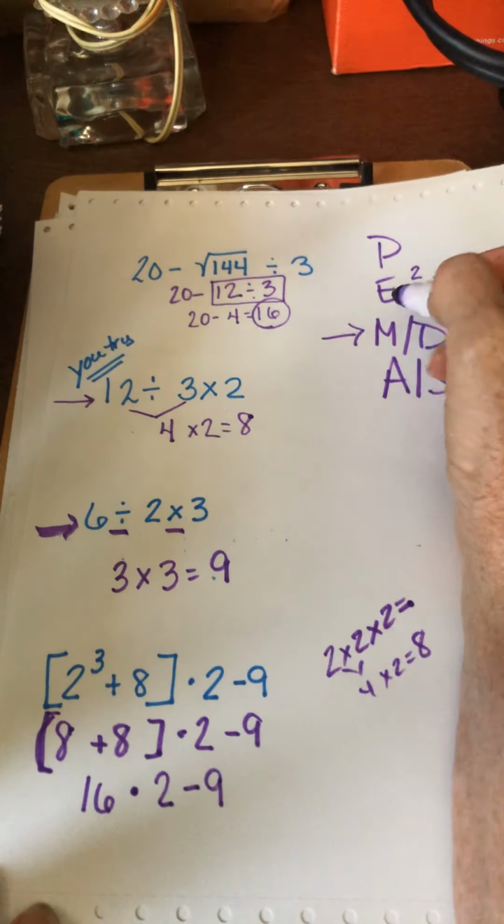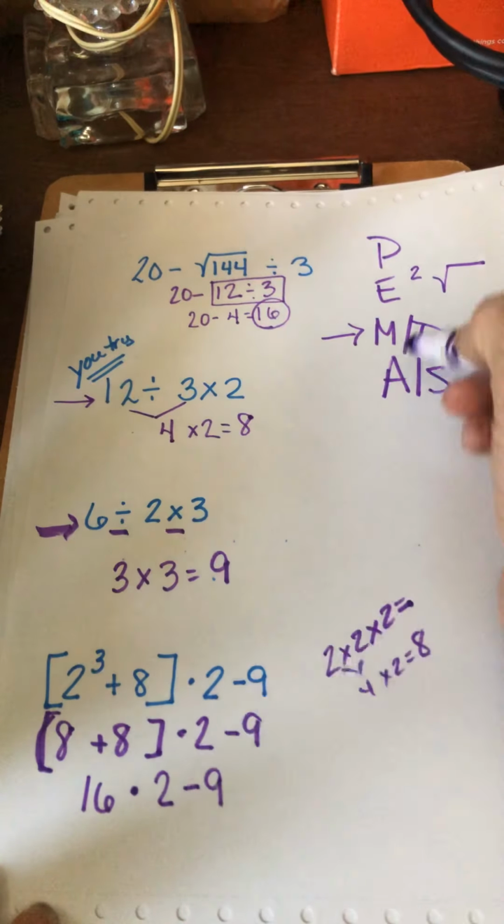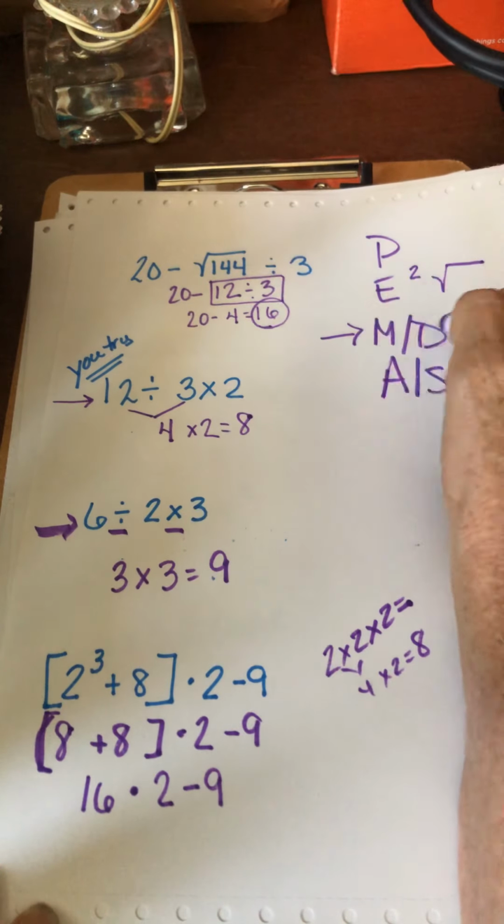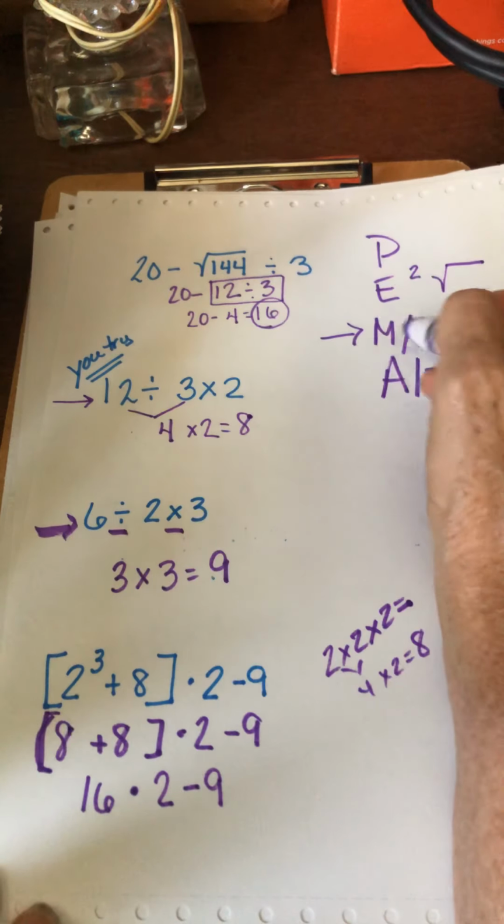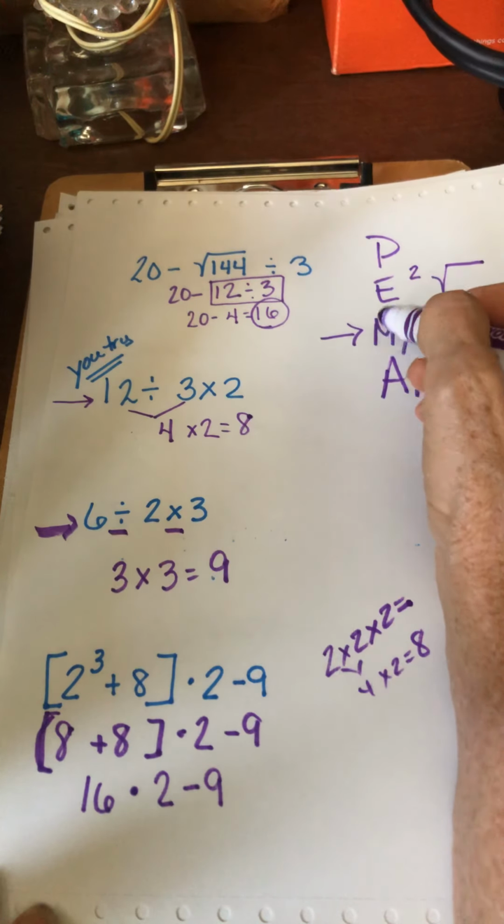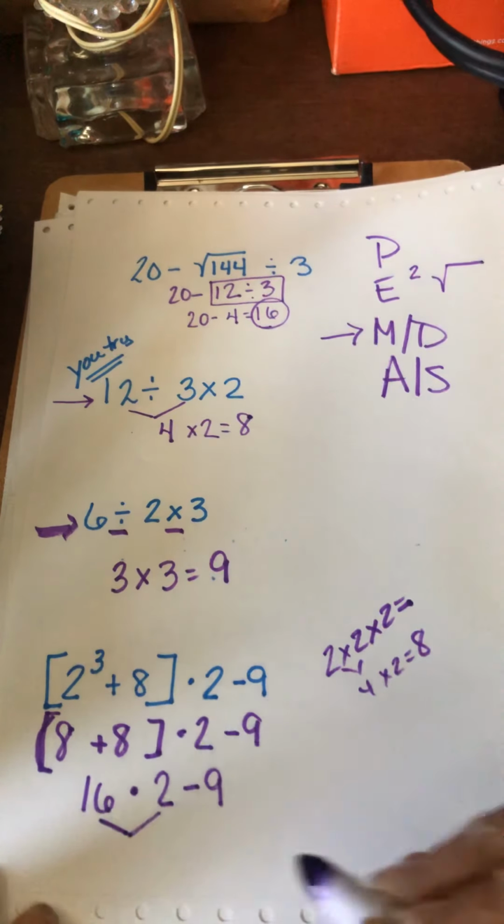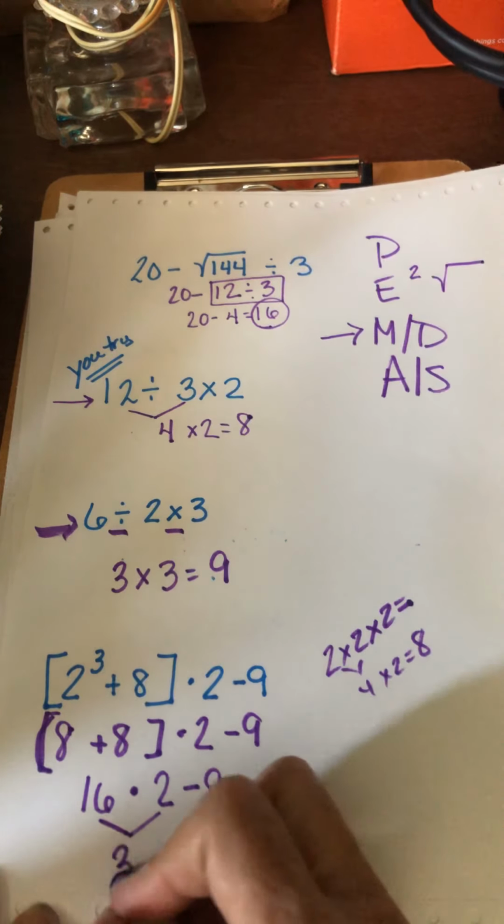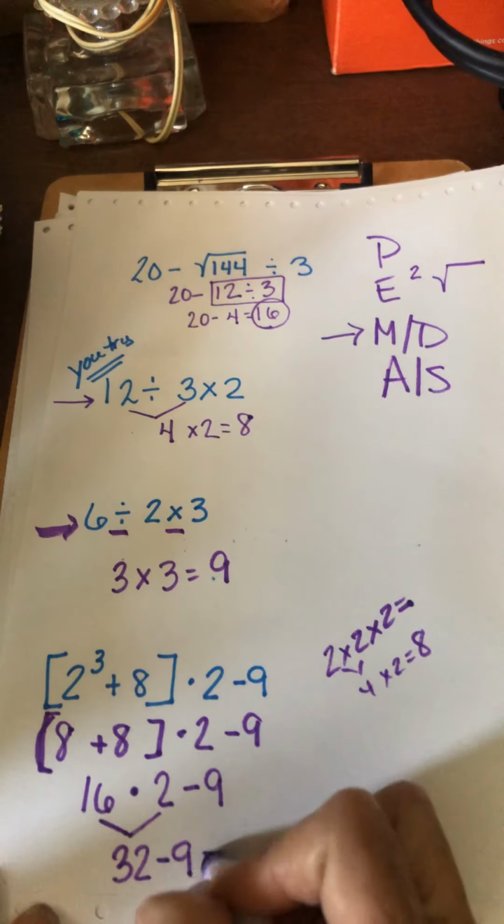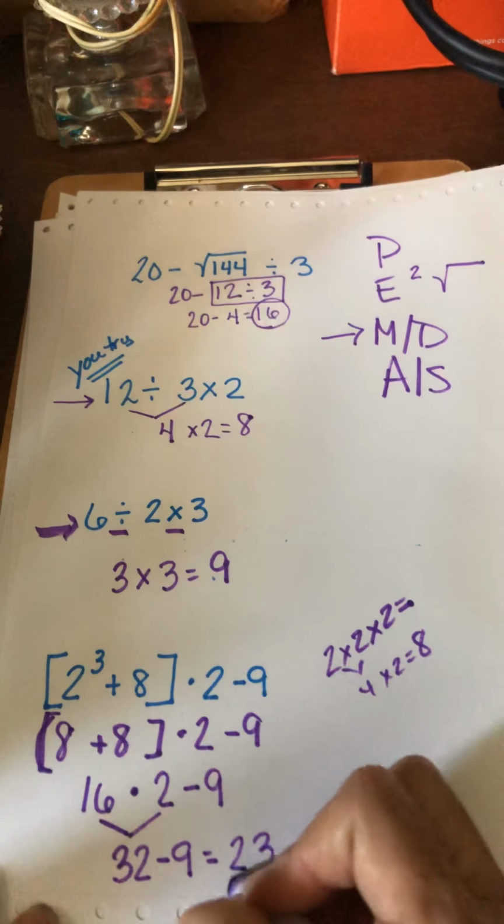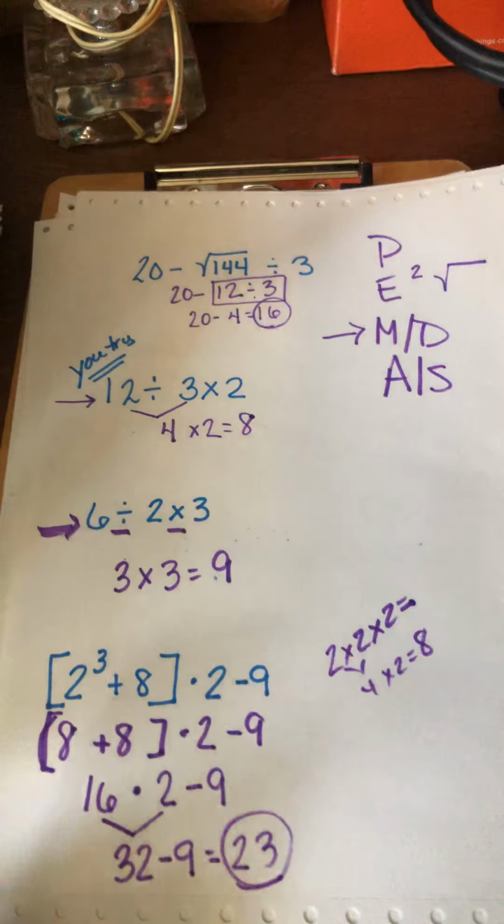Now, what comes first, multiplication or subtraction? They're not on the same row, so it's not one of those, which one do I see as I read left to right? Multiplication is clearly above subtraction, so I need to do that first. So 16 times 2 is 32 minus 9. 32 minus 9 should give me 23.